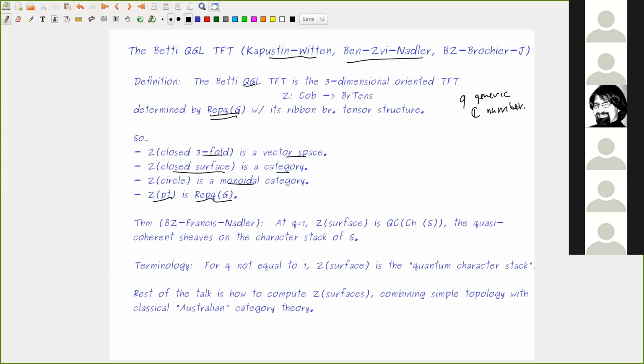And a basic orienting result is that if you plug in q equals 1, then Z of the surface is recovering for you the character stack of the surface, the moduli space of G local systems on the surface. And so what that tells us is when q is not equal to 1, then we have some quantization of this moduli stack that is very important in the Kapustin-Witten theory. Now I've gone very slowly, so what I hope to do is talk about a technique for doing some computations here.